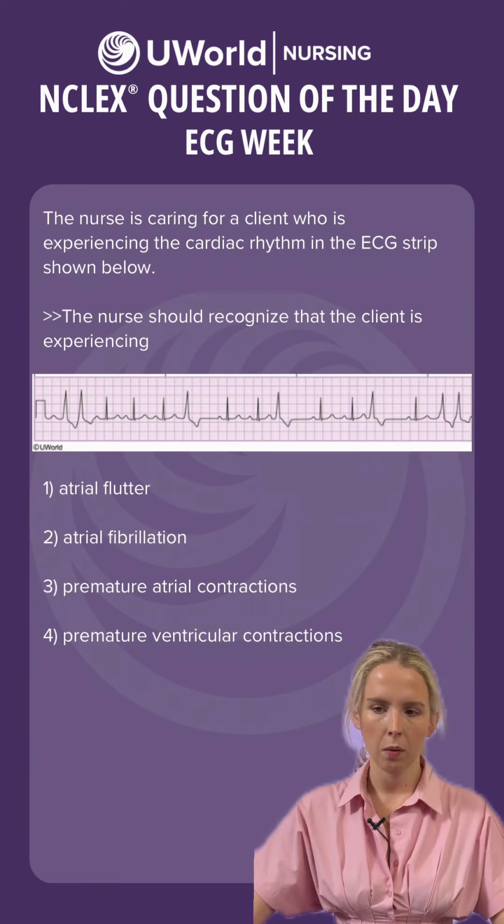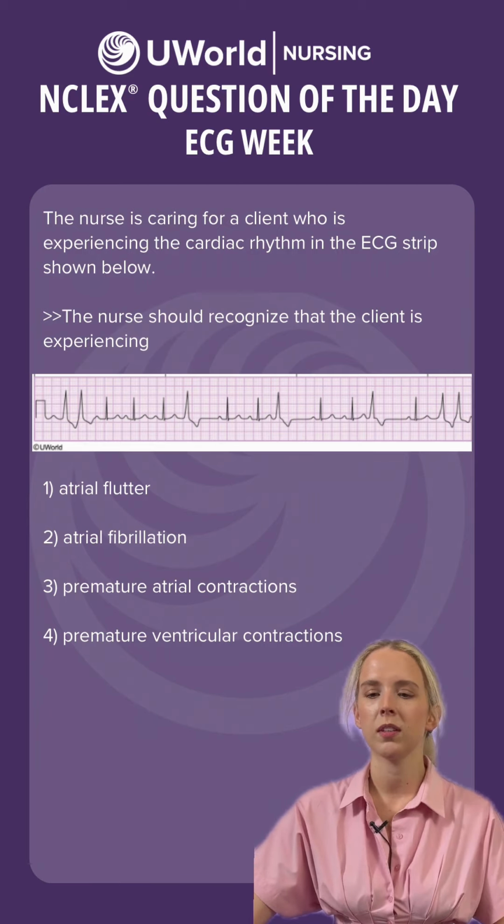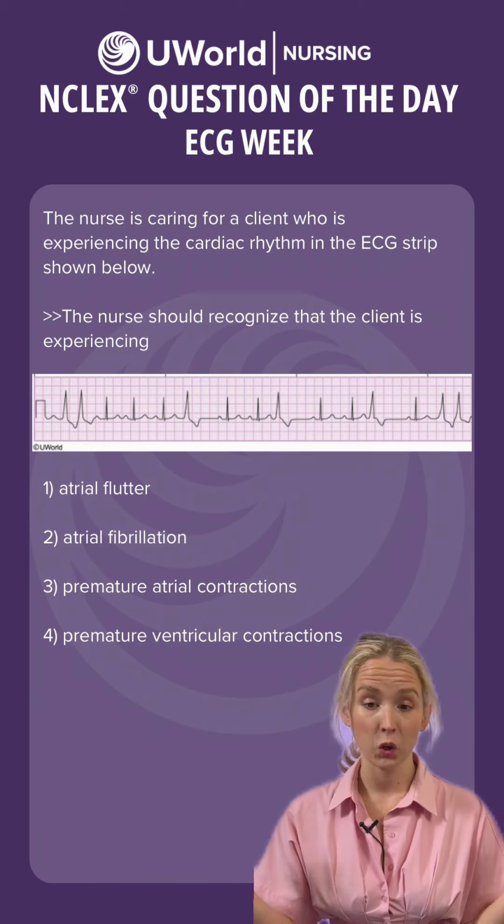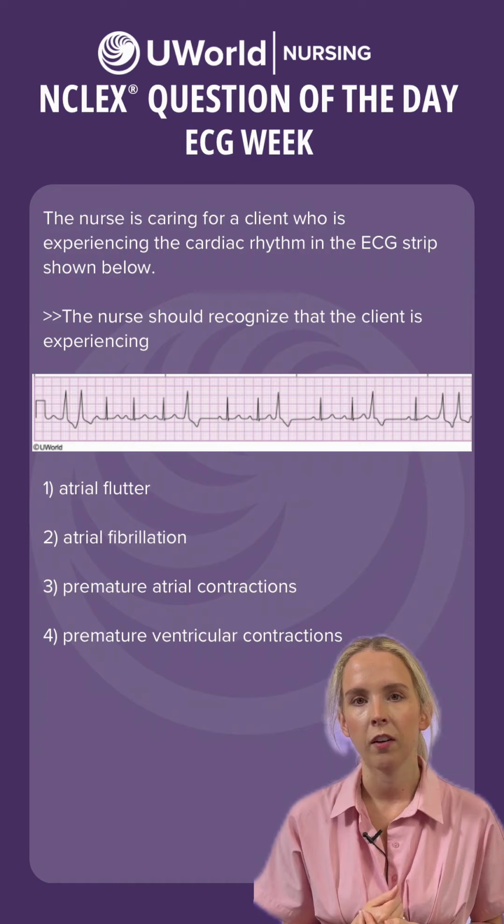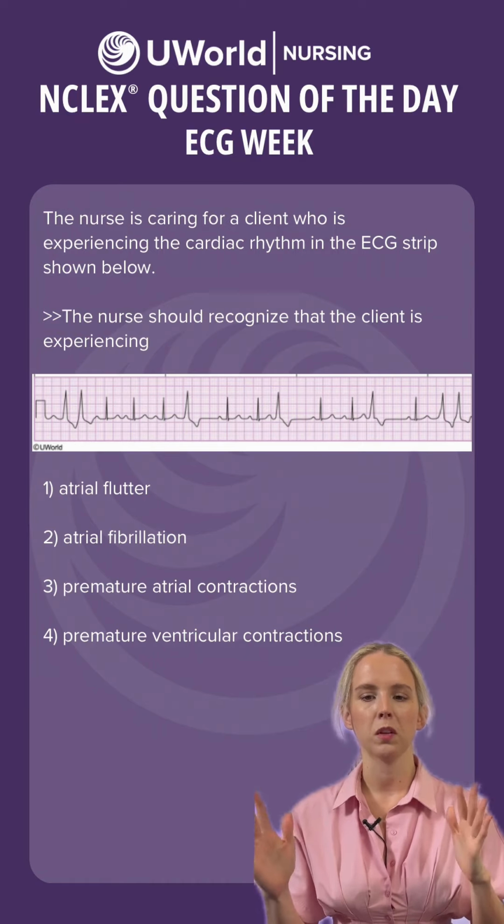Remember that that QRS complex should be less than 3 small squares on these strips. So when the QRS is greater than that, we know it's indicative of a ventricular problem when that QRS is wider than those 3 small squares.